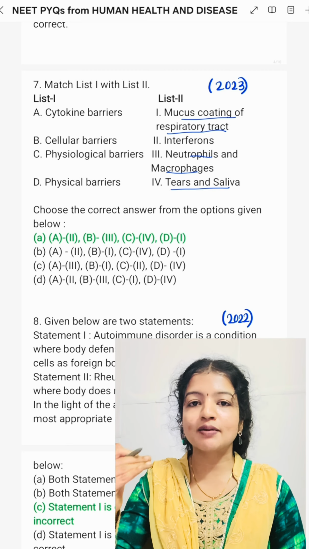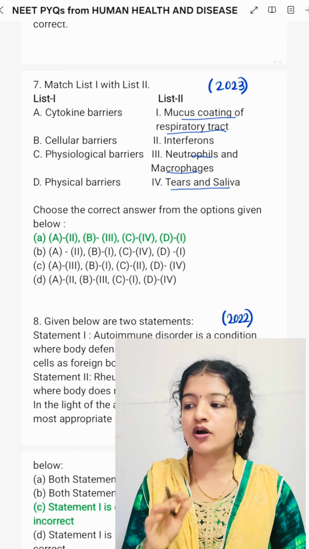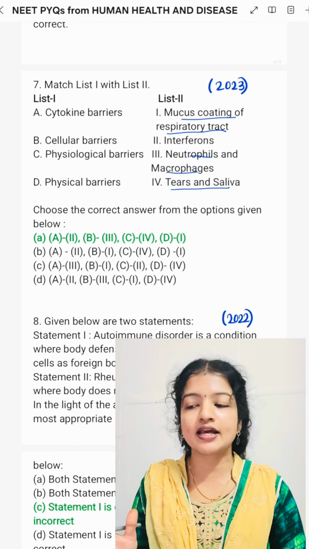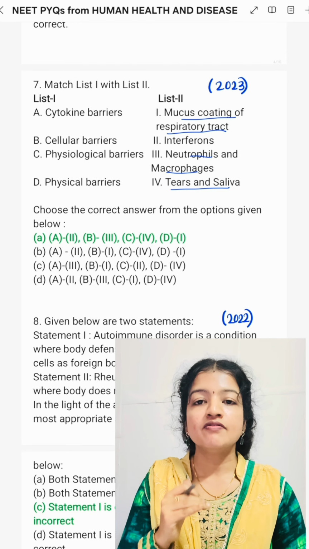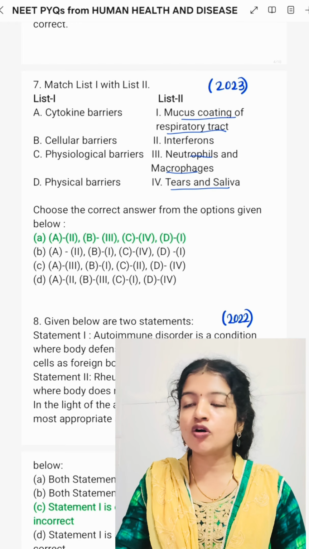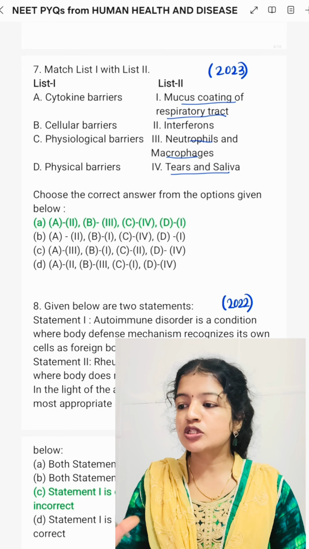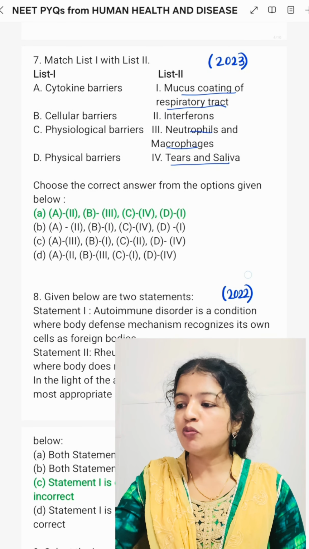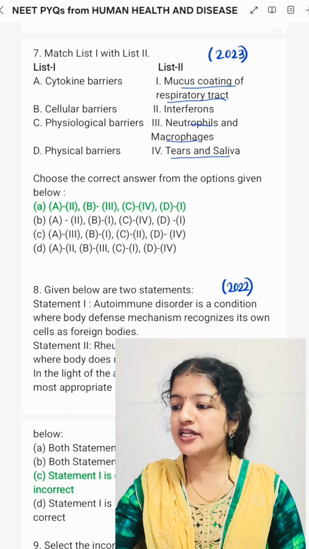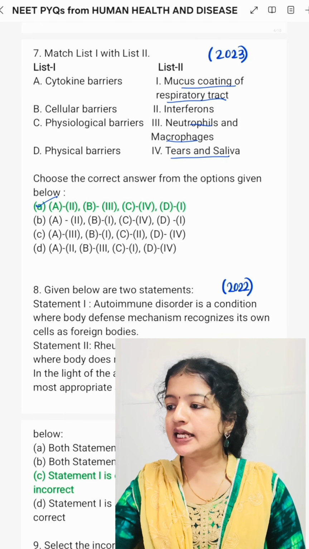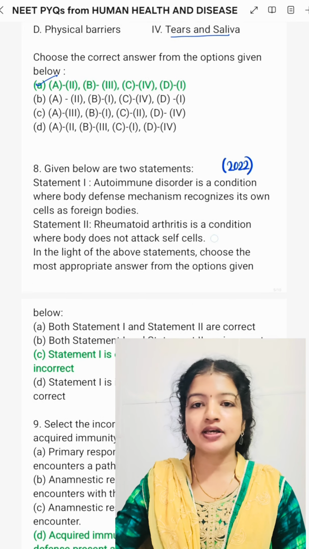D 1. So physiological barriers நல்ல ஞாபகம் வச்சுக்கோங்க. Physiological barriers, tears and saliva, acid in the stomach இதெல்லாம். Physical barrier வந்து mucus coating of the respiratory tract. Okay, mucus coating லாம் physical barrier. So D 1. So option A, A 2, B 3, C 4 and D 1 is the correct answer.